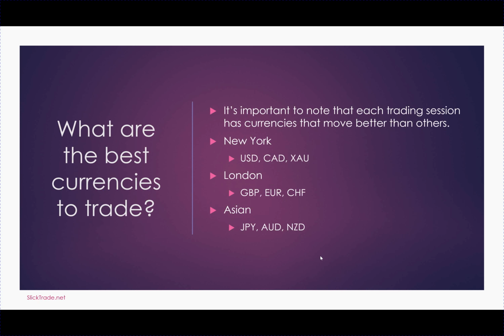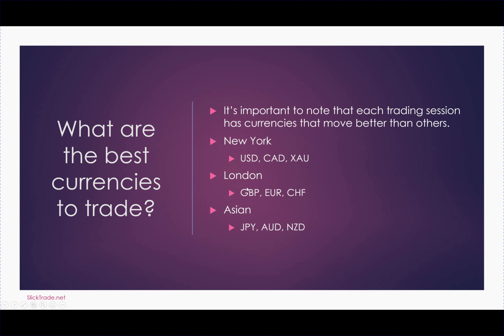So what are the best currencies to trade? It's important to note that each trading session has currencies that move better than others. In the New York session, you'll find that the USD, CAD, and XAU, or gold, are the best currencies to trade. And that does not mean only USD/CAD, okay. That means EUR/USD, GBP/USD, USD/CAD. It means any pair that has USD or CAD in it, just to clarify that. And same with the rest of these, okay.